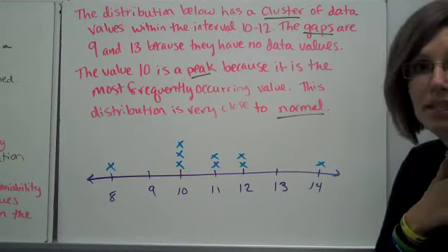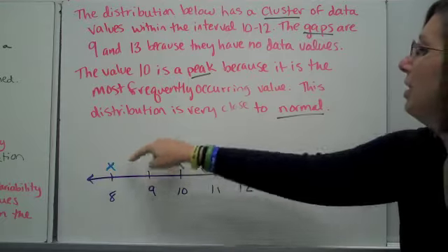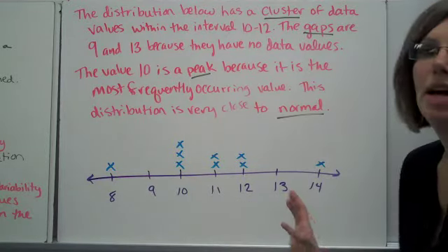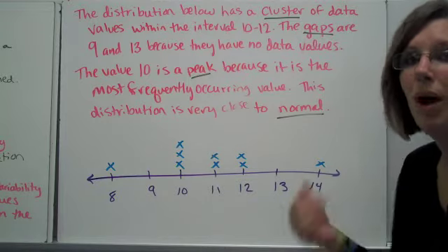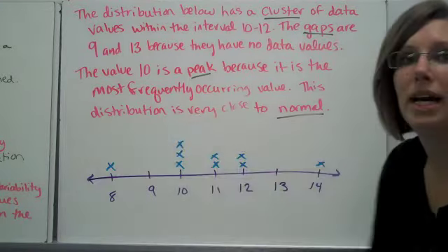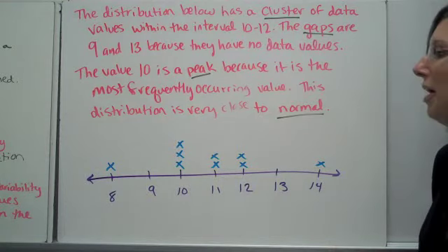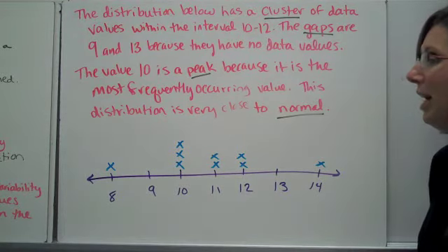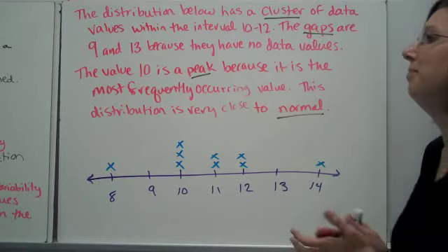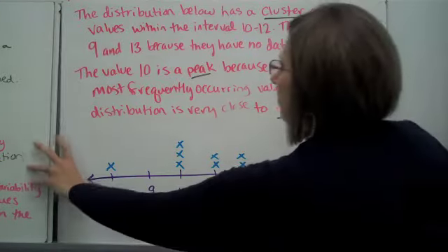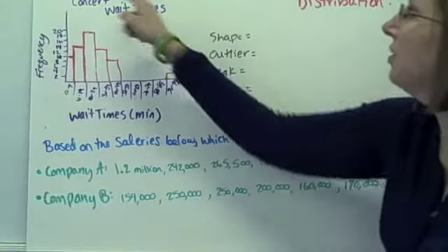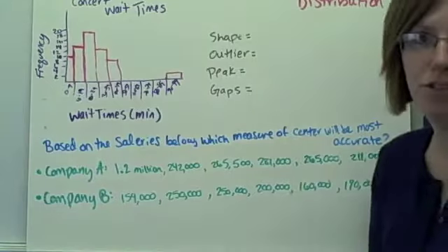And I would say that this distribution, its shape is very close to a normal shape because the data is not pushed all the way to the left or to the right. So it's pretty normal. It peaks and then comes back down. All right, so let's look at some more data and determine the distribution of that data. So we're going to use the vocab words to describe the distribution.